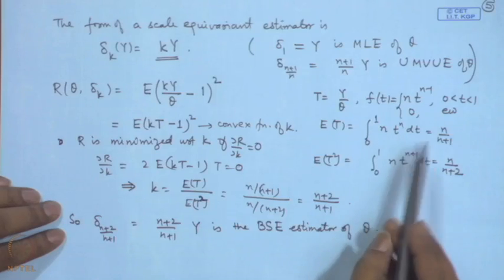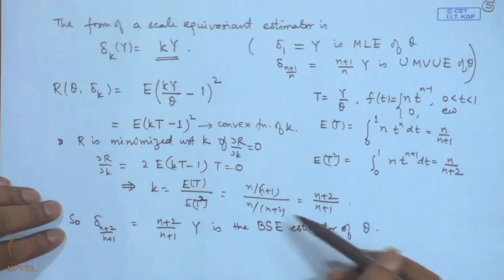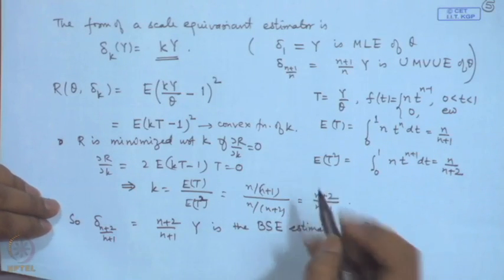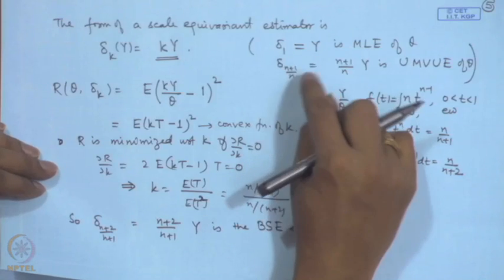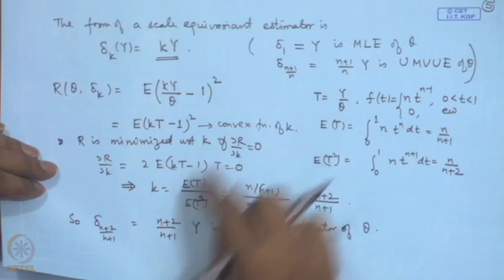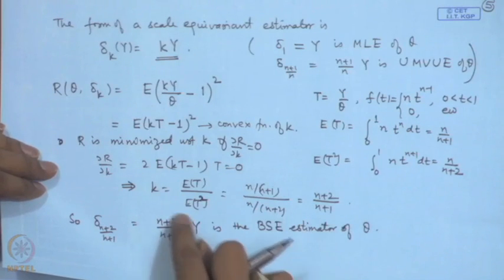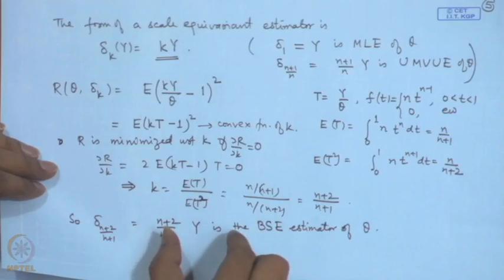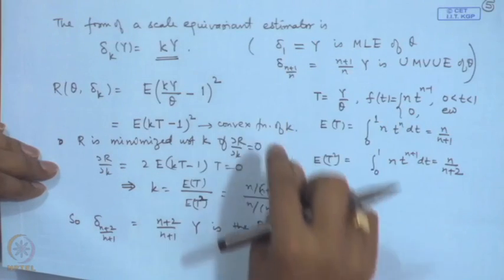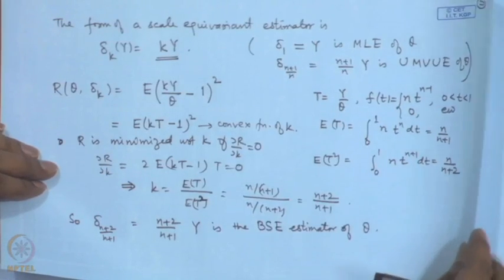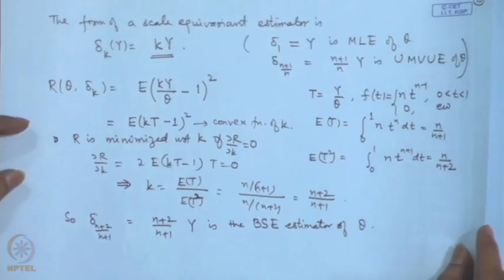Once again we can look at the relative risk comparison or risk improvement here. Naturally, here you have the coefficient 1, here you have coefficient (n+1)/n, and here you have (n+2)/(n+1). So, this is the best, that is the risk of this will be smaller than both of these. Now, let us look at the overall comparison of the risk values here.